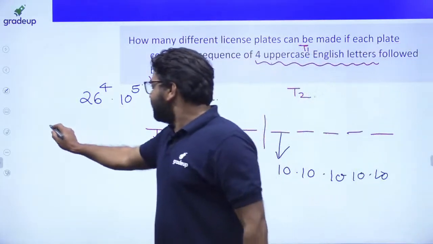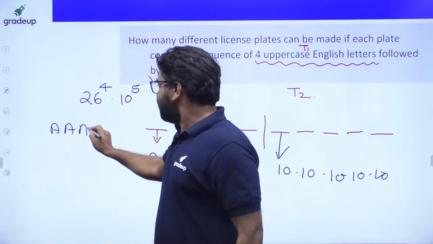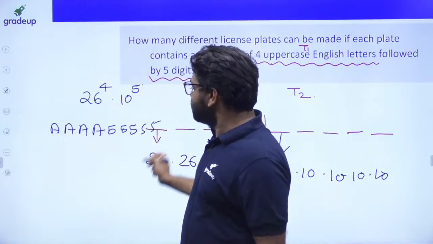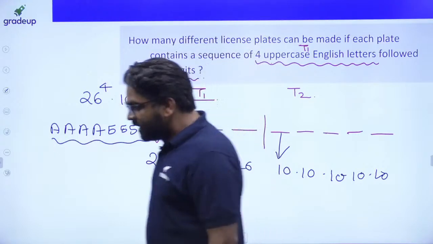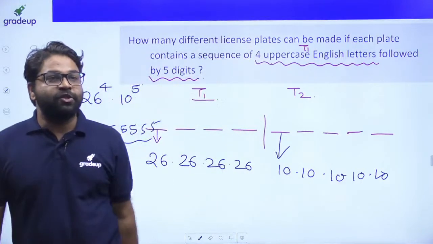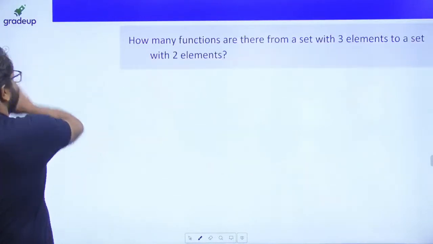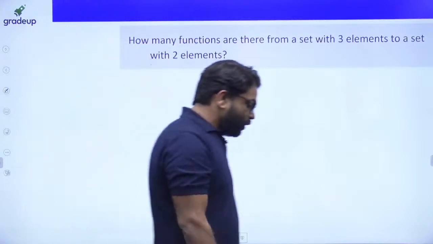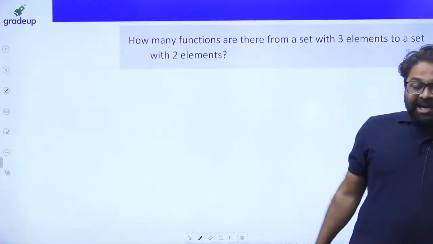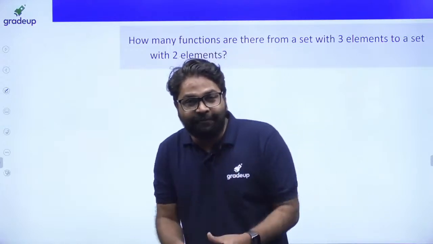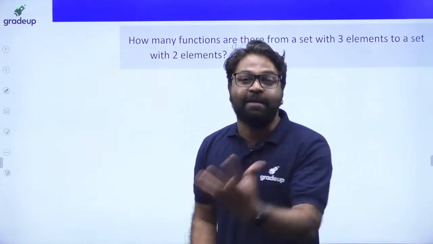So this is one example. Let's consider this is A 5 5 5 5 5 and 5. This is one example of generating the number plates. In this way we can perform the multiplication. So multiplication is very particular, very important. You should know where to multiply and where to add. We have to do the multiplication when something is happening simultaneously.